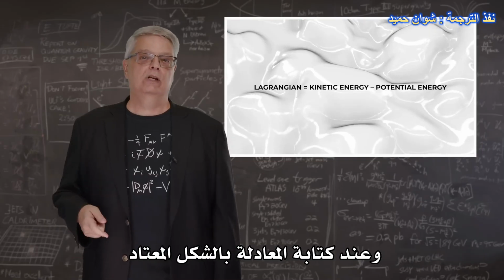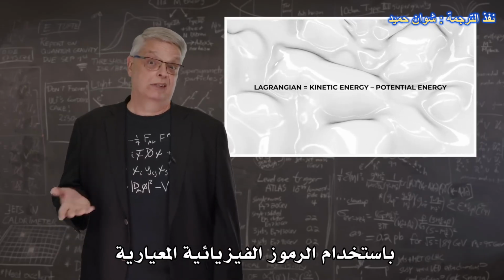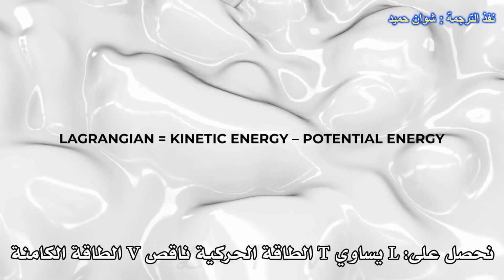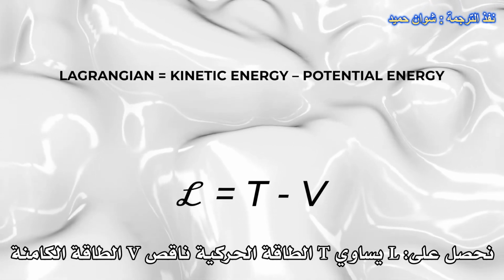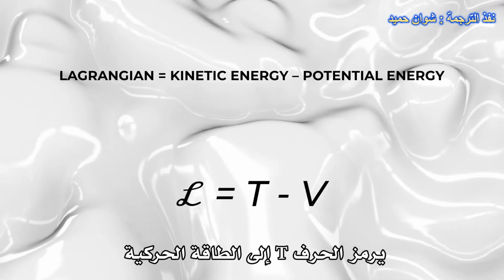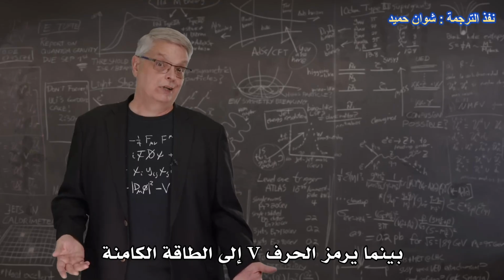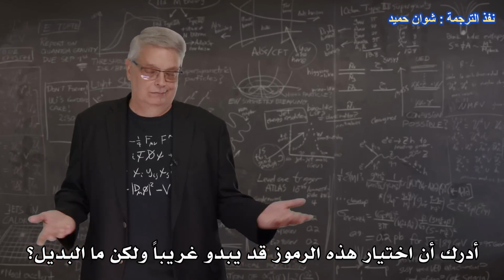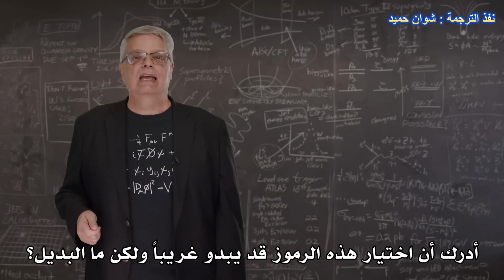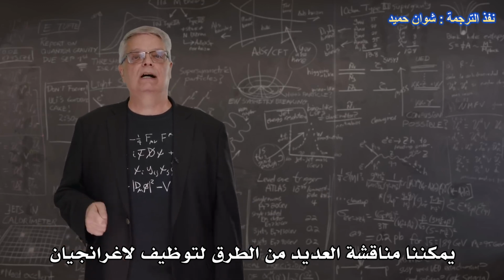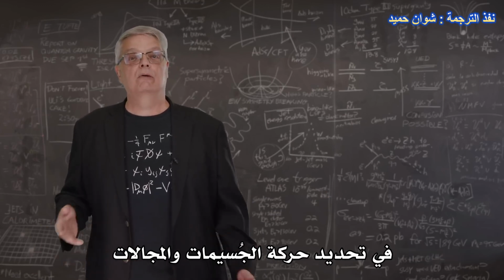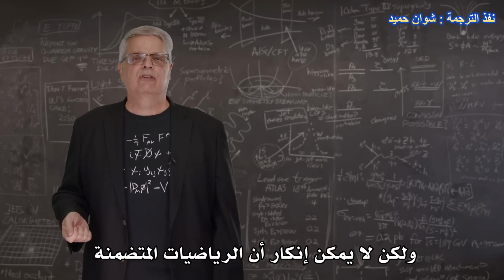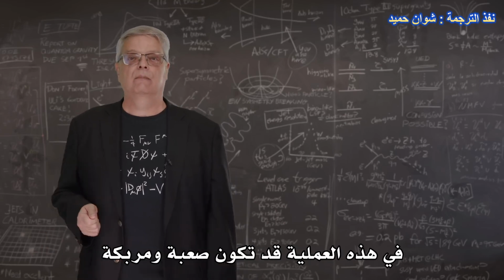And if one writes the equation in the most common way, using accepted symbols, one gets L equals T minus V. T stands for kinetic energy and V represents potential. Bizarre choice of symbols, I know, but what do you do? Now, there is so much you can say about how to use the Lagrangian to solve for the motion of particles and fields, but the fact is that the math can be daunting.